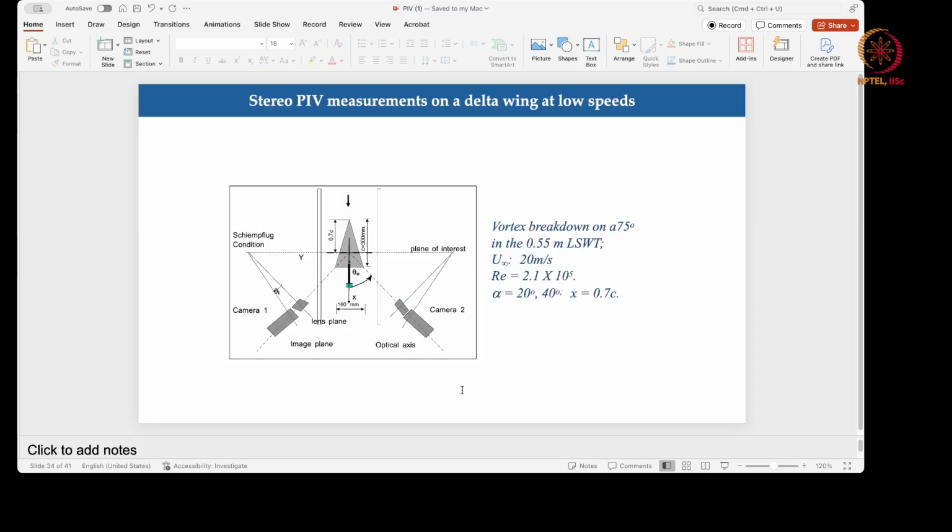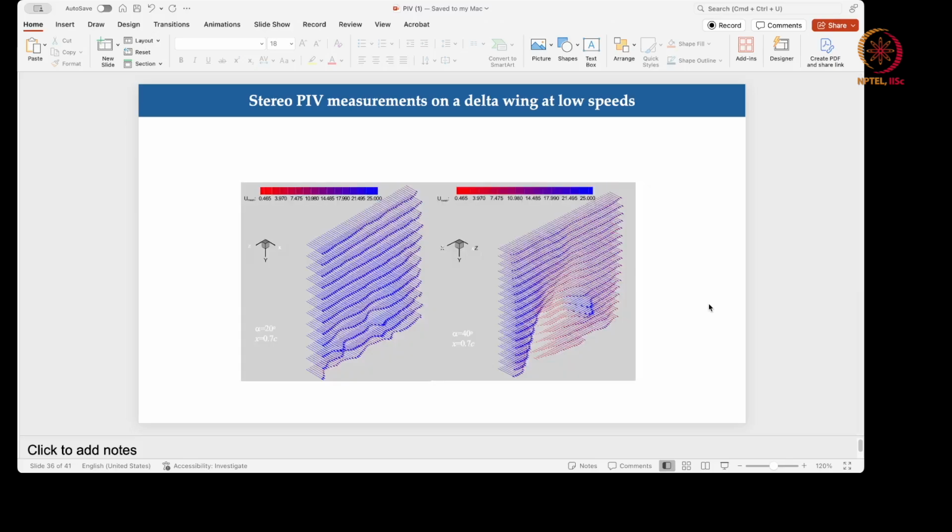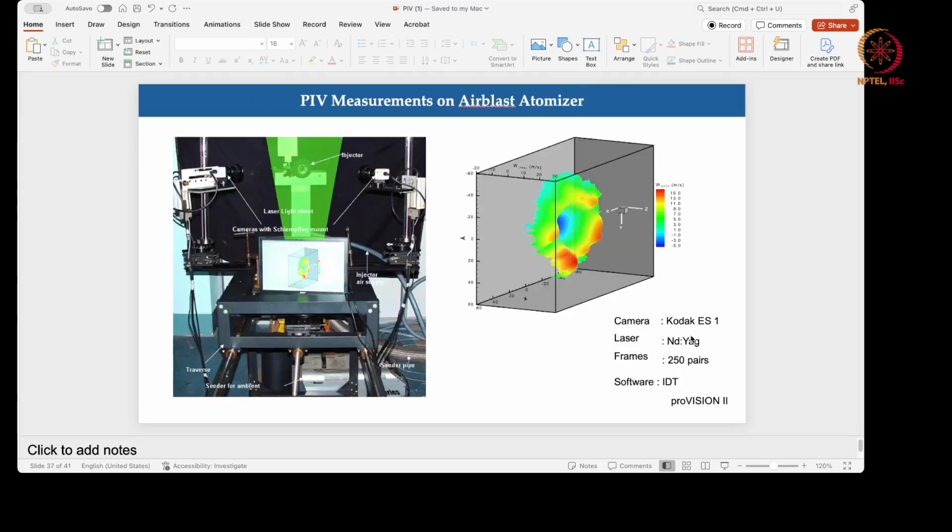So stereo PIV, these are stereo PIV measurements on a delta wing. You can see the Scheimpflug condition. This is the optical axis. The camera is located at a slight angle. So this is how the measurement is actually carried out. And this is the measurement of the different planes at different flow conditions. This is stereo PIV measurements actually. Okay, this is more stereo PIV measurements on the delta wing at low speeds. Okay, this is PIV measurements of an air blast atomizer, which is basically a similar type of atomizer to what we showed earlier in our measurements as well.